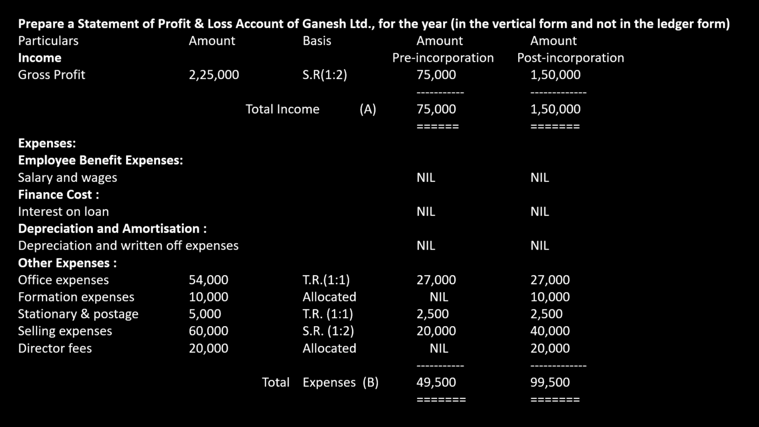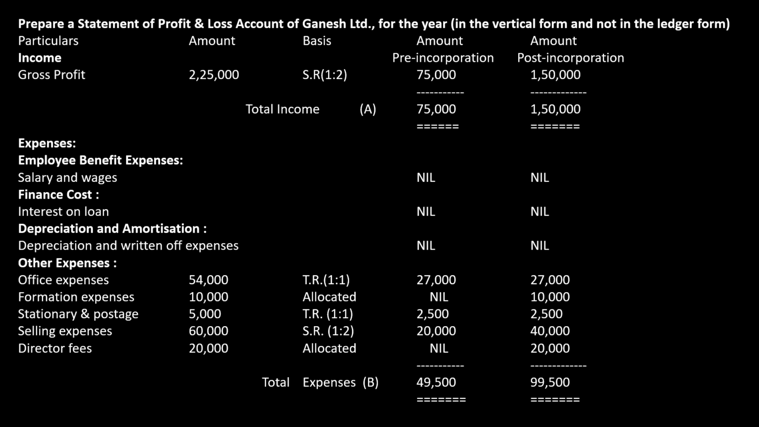Here in the sum you have office expense first. Office expense is nothing but fixed expenses or monthly expenses. So that will always be in time ratio. This 54,000 will be divided in time ratio, that is 1:1. If you divide this in 1:1 ratio, the first column will be 27,000 and the second column will be 27,000.